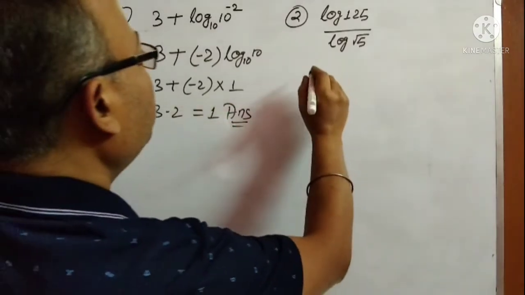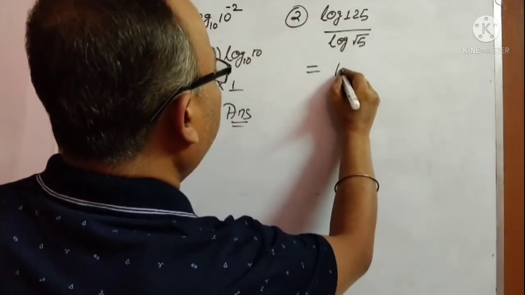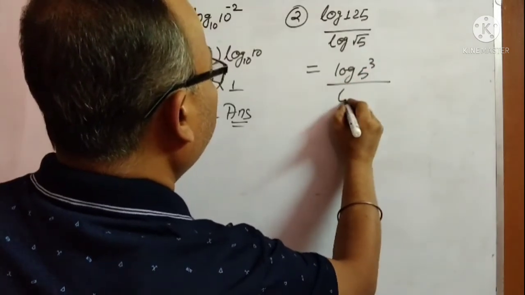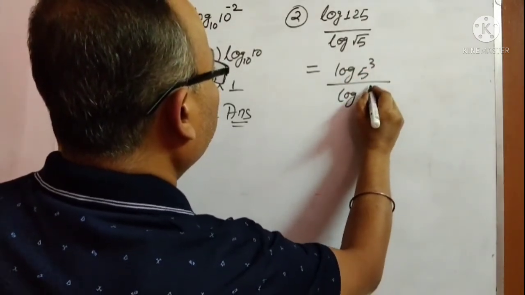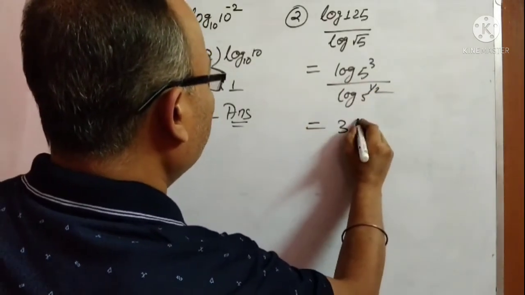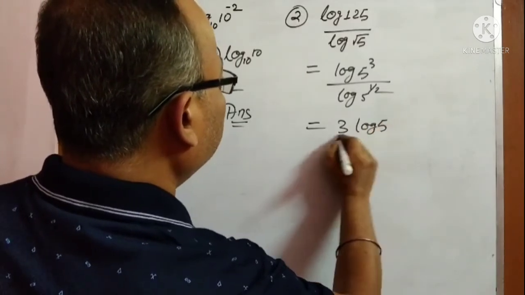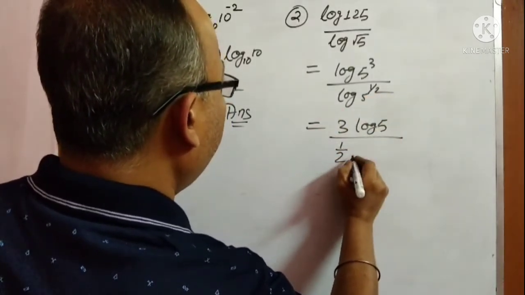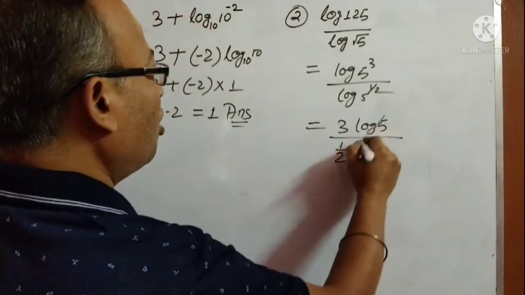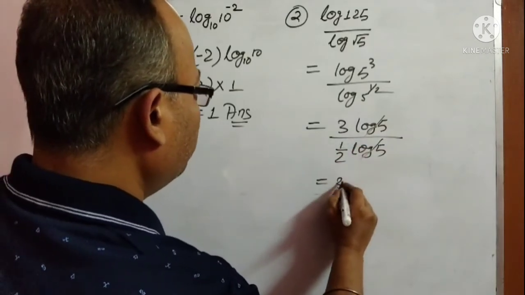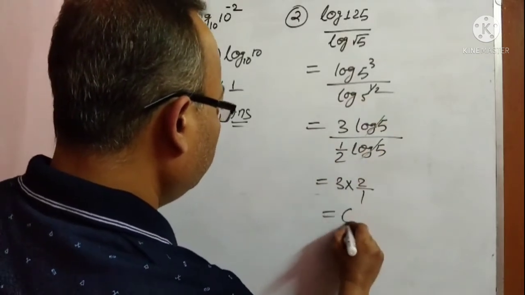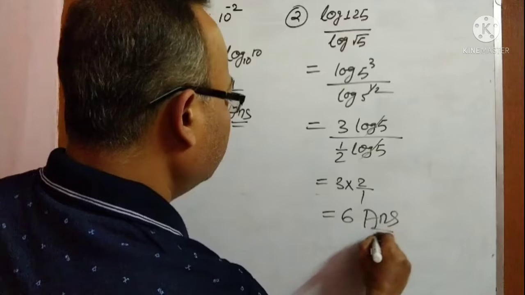Clear? Now come here, log 125. So 125 you can write as 5 to the power cube, and you can write 5 to the power half. Clear? So this one you can write as 3 log 5, and this one as half log 5. So your log 5 you can cancel. So it will be 3 into 2 to the power 1. This will go like this. So 3 into 2, 6. So this is your answer.